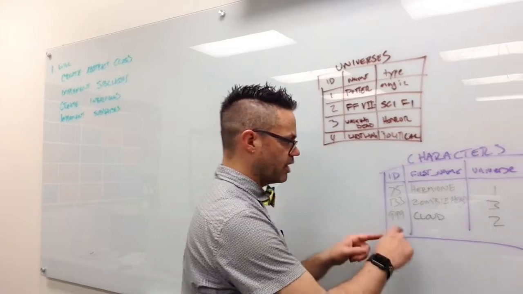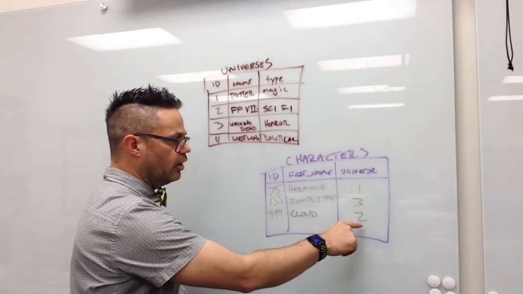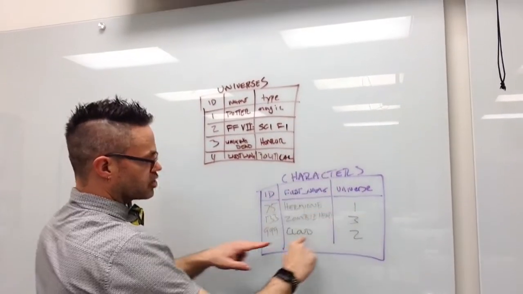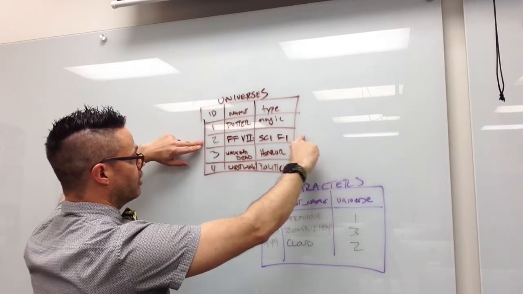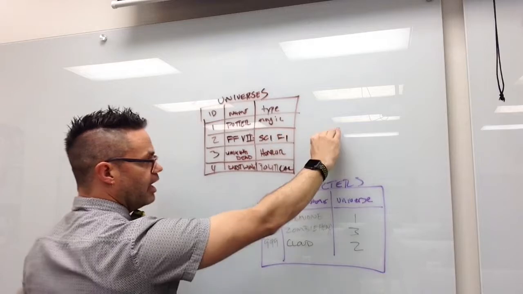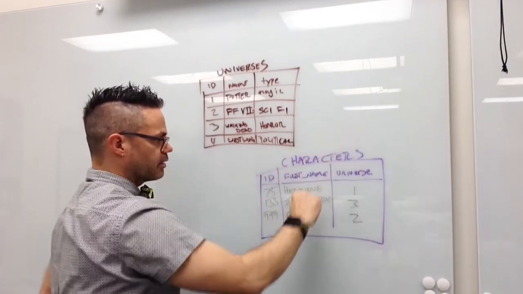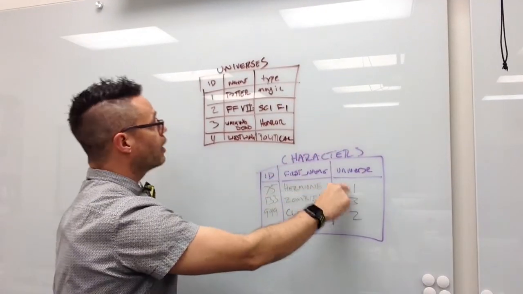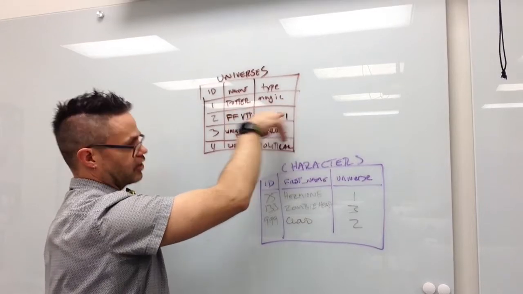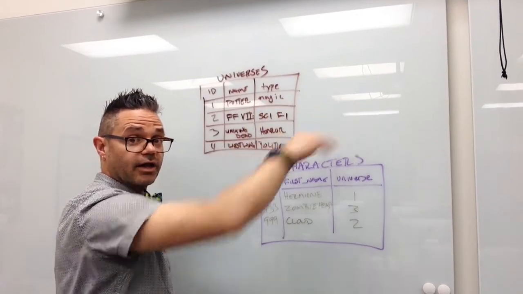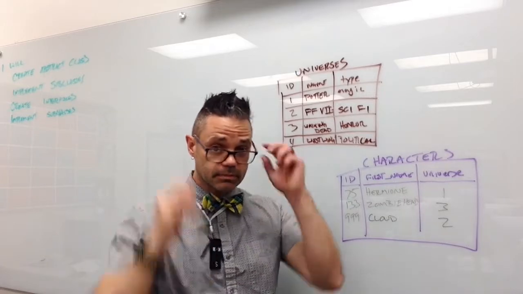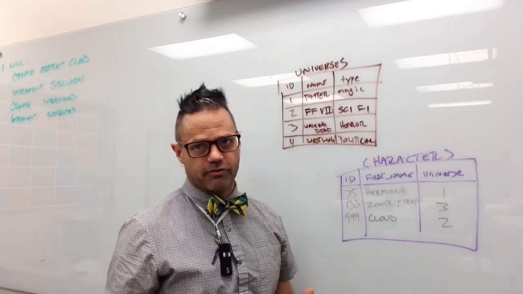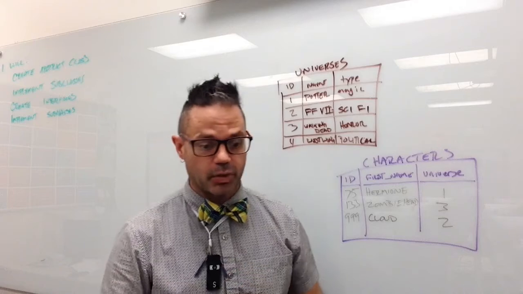And so by using this right here, when I go to 999 Cloud 2, I have access then to all the information that doesn't directly deal with Cloud as a character, but I can get the information about the Cloud universe right here from Final Fantasy VII Sci-Fi and any other fields that go along with that. Same thing right here with Hermione. I go to Universe 1, it's a Potterverse, and it's a magic thing, and I can have every other piece of information that goes attached to that table as well, so I can get information across multiple tables.